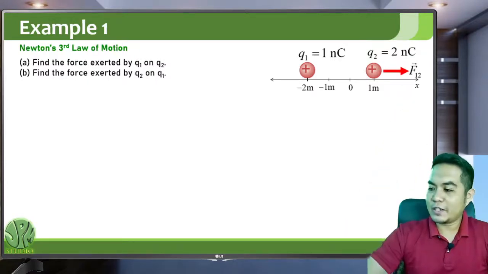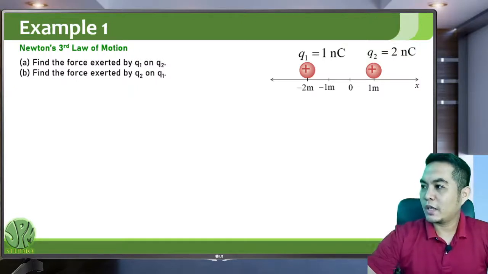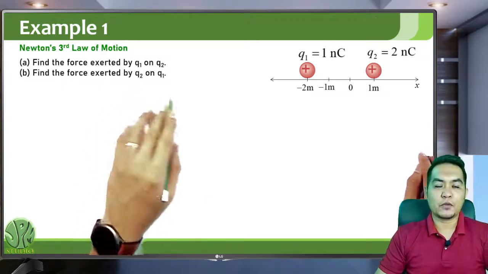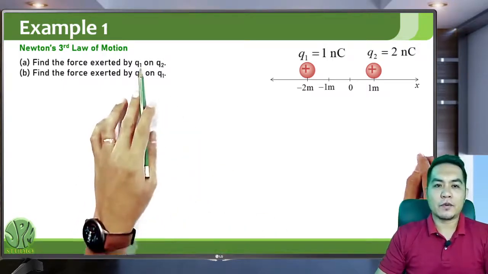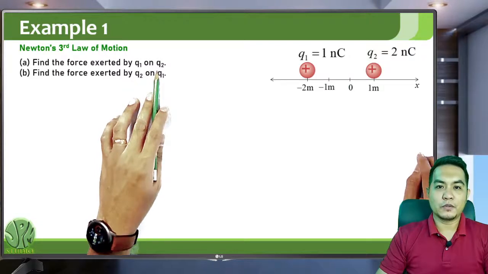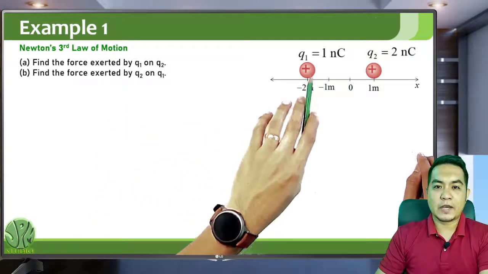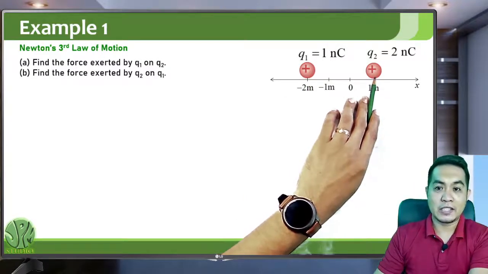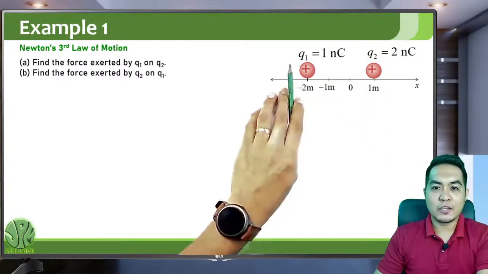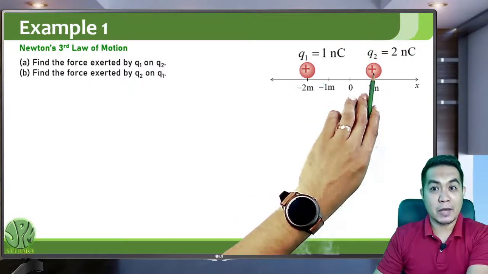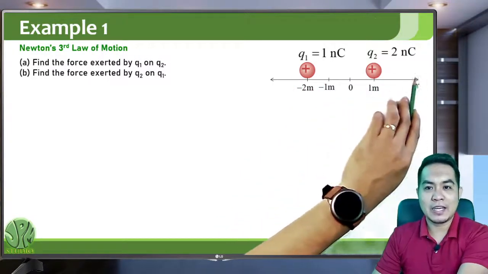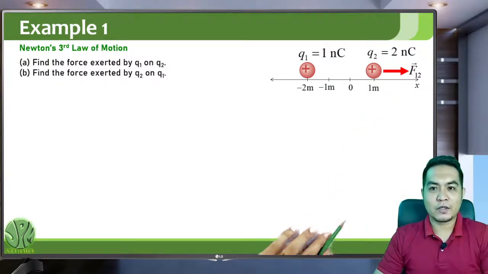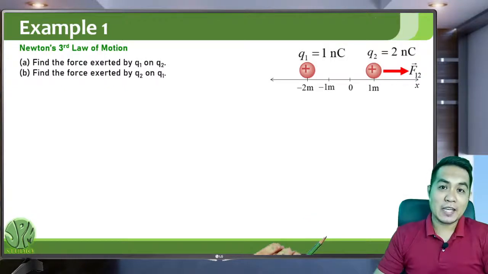So we are asked to find the force exerted by Q1 on Q2 and the force exerted by Q2 on Q1. The force exerted by Q1 on Q2: since Q1 is positive, it will repel this charge away in that direction. So this is the force exerted by Q1 on Q2, and it is along the positive x-axis.